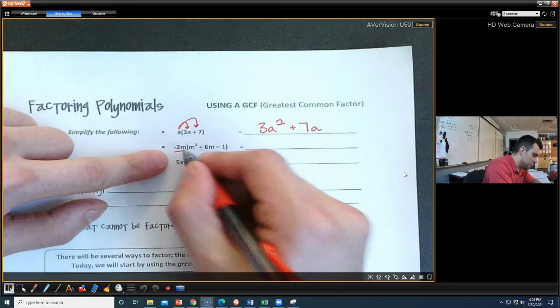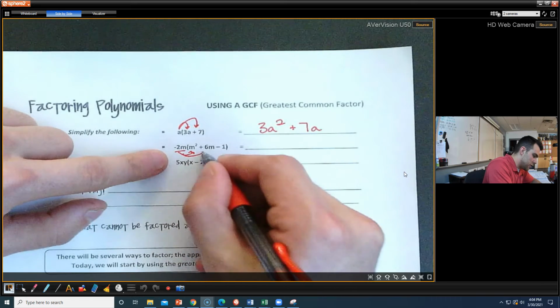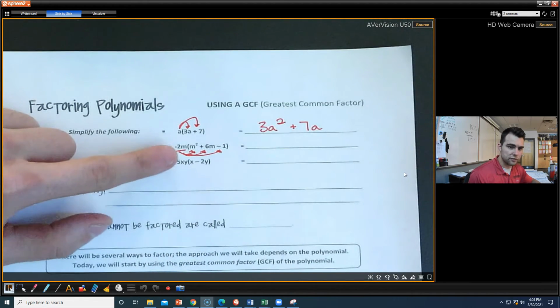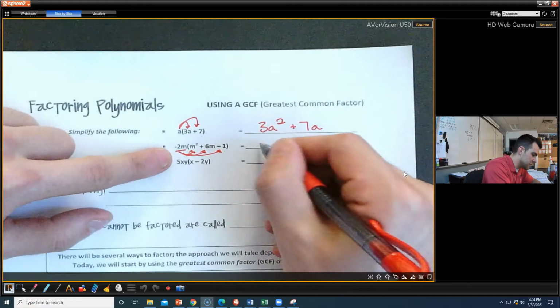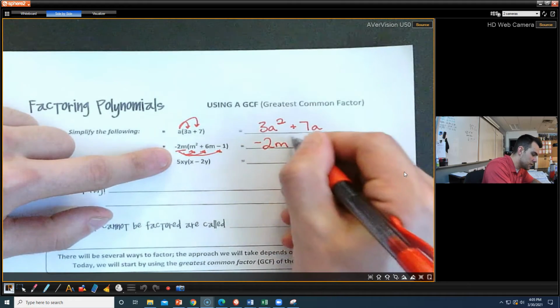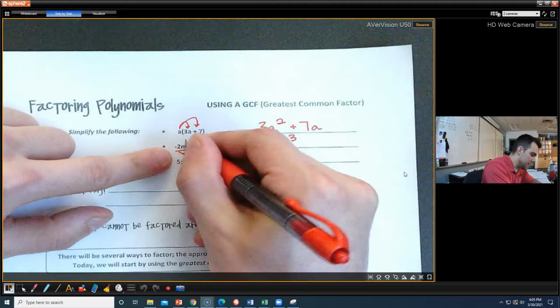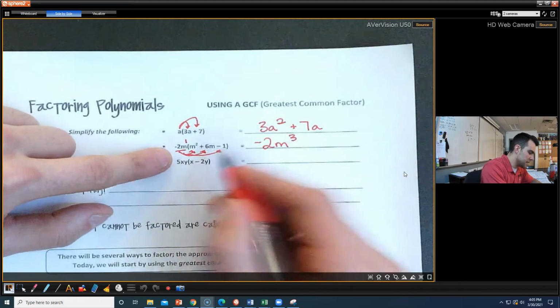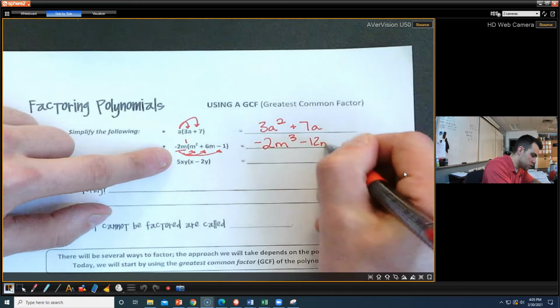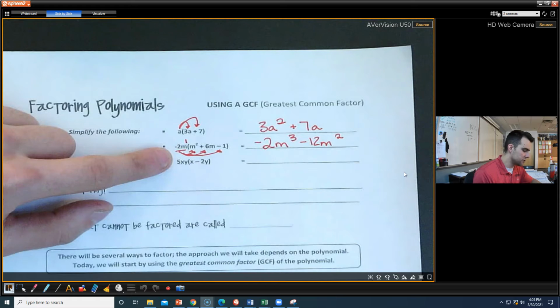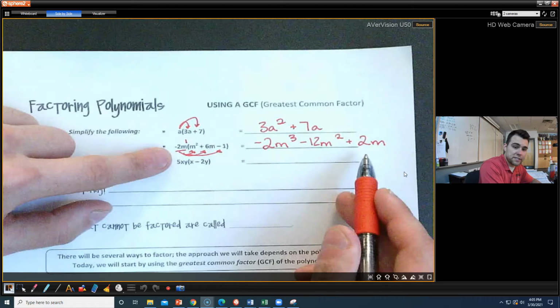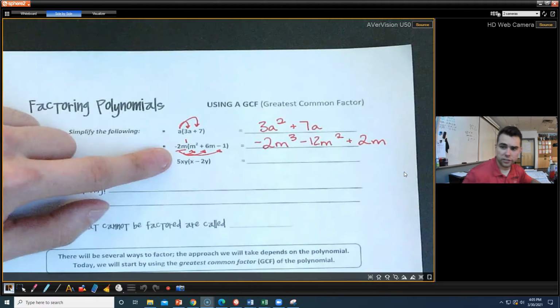Again, with this problem right here, we're going to distribute the negative 2m. So negative 2m times m squared gives me a negative 2m to the third power, again adding my exponents when I multiply. Negative 2m times 6m is negative 12m squared. And then negative 2m times negative 1 is a positive 2m. And once again, this is equal to this guy that we just distributed.